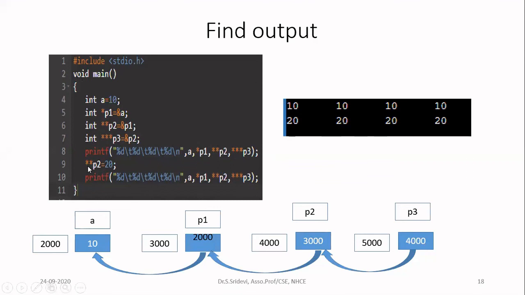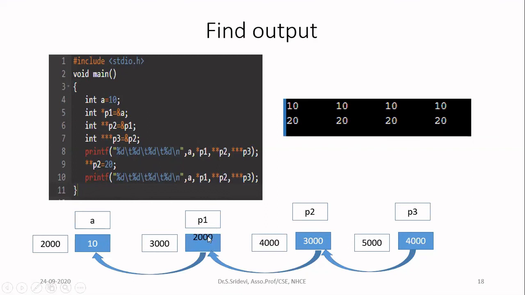Now let's see what I'm doing in line number 9. In line number 9, I am writing **p2 = 20. Let us see how the compiler interprets this one. First, the compiler takes p2. p2 is nothing but 3000. Then *p2 means it has to go to the address 3000 and take the value there. So 2000. This 2000 is now *p2.